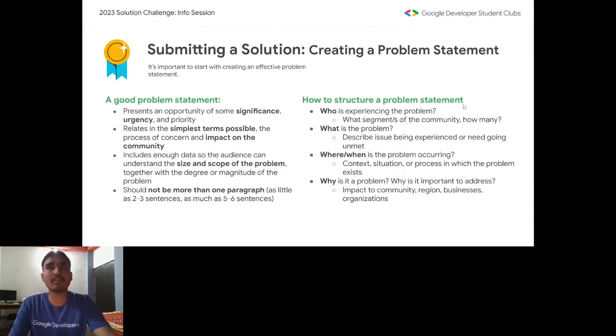And what is the problem? The problem is basically that they are not getting proper food, which leads to illness, which the poor people are facing. So you have to mention what problem they are facing, and where and when. You have to mention where they are living, and why the problem exists. For the hunger issue, we can mention poor people and so on.